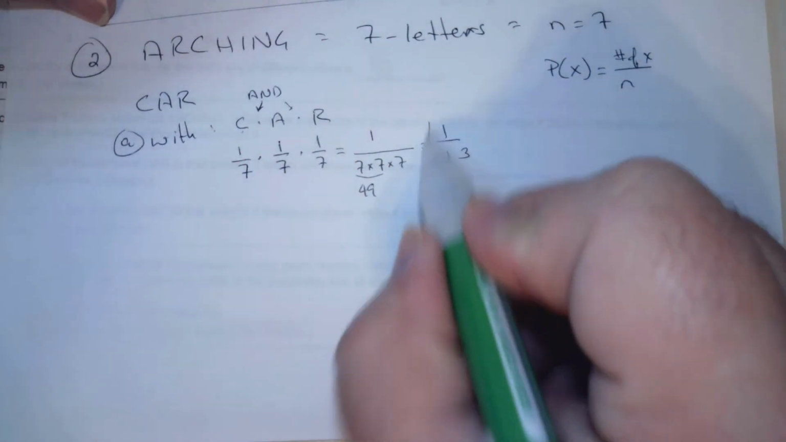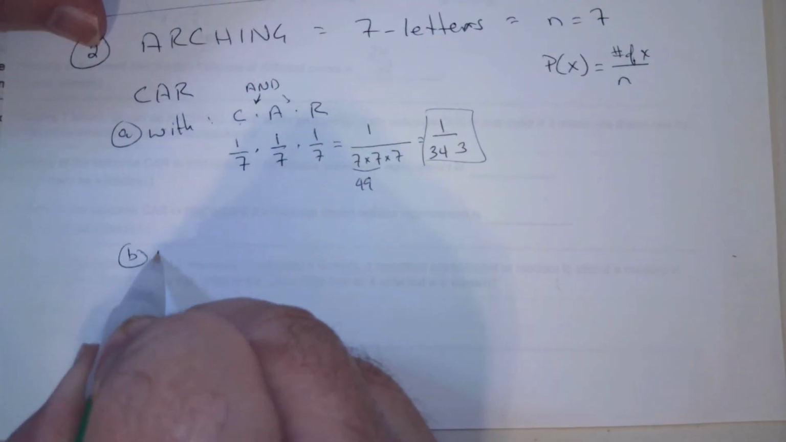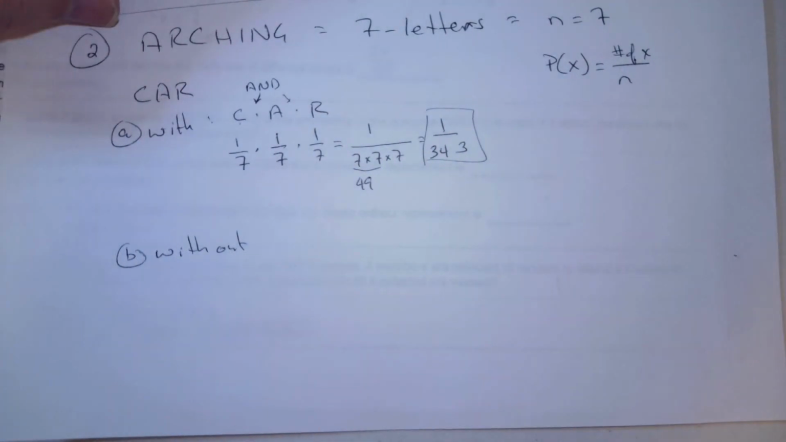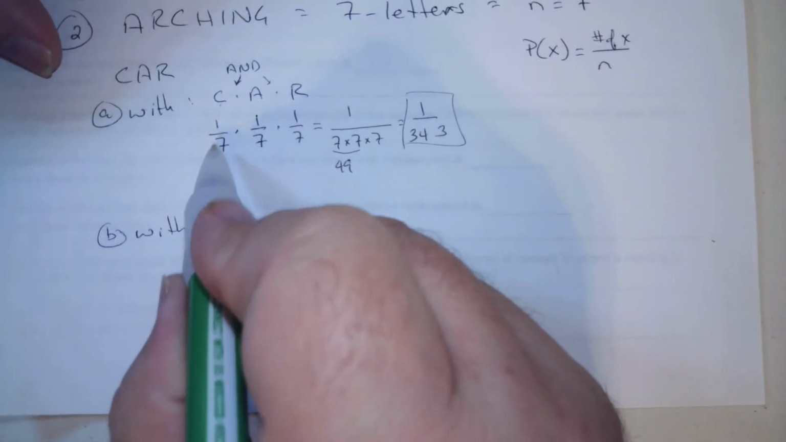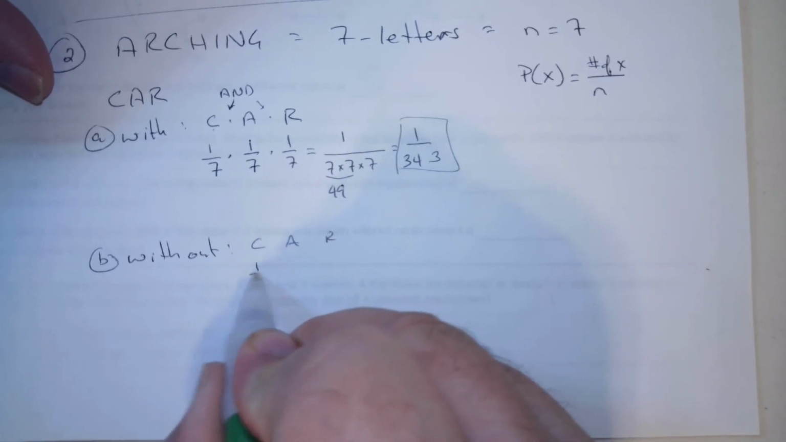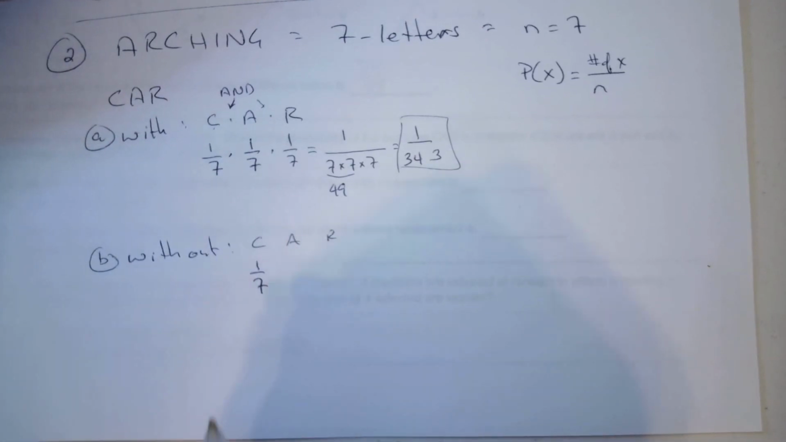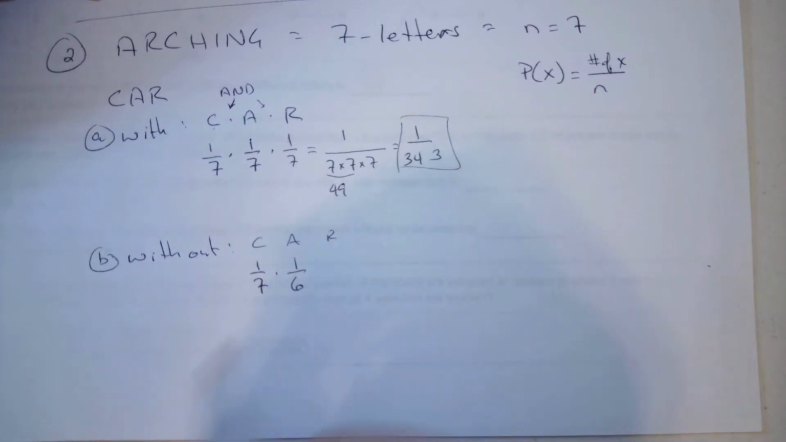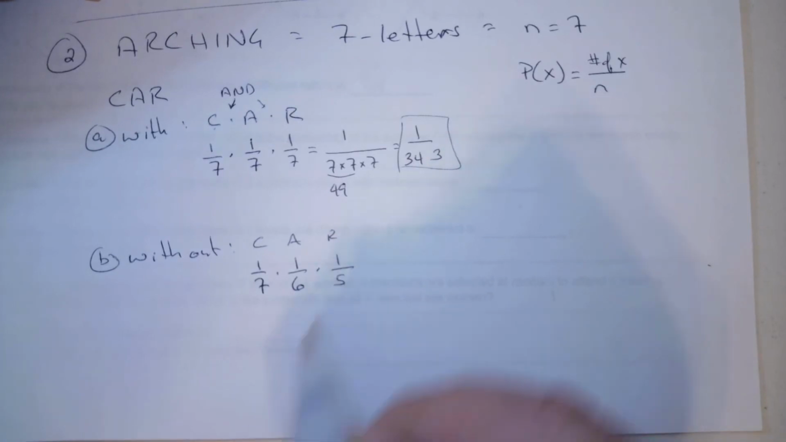343. That's the probability of getting a car in that order. Now without replacement, which means you keep the letters. So the probability of getting a C on the first one occurs 1 out of 7 times, and we keep it. So now there are only 6 letters left. A occurs only once, so it's 1 over 6, and we keep it. So now there's only 5 letters left. R appears only once, so we keep it there.